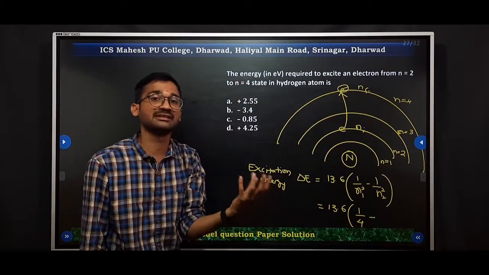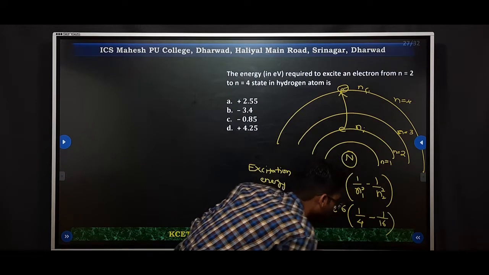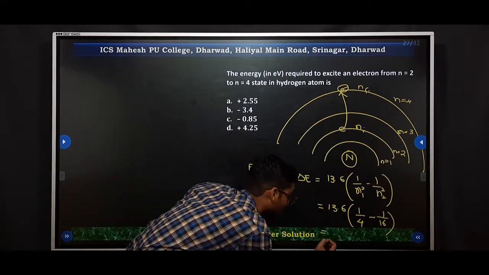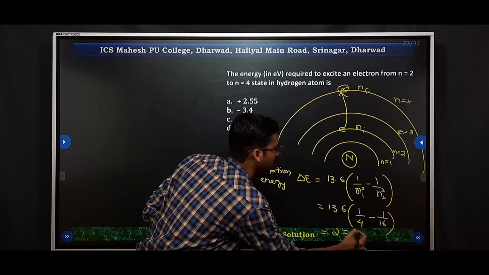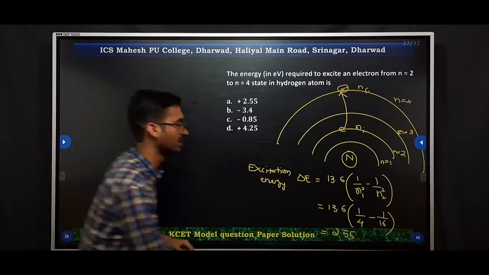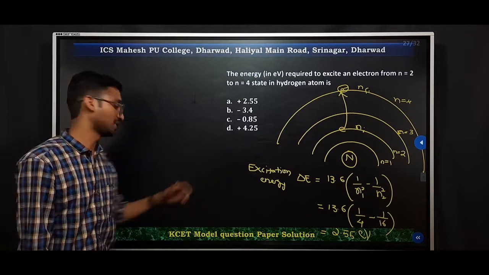That is 4 square, which comes out to be 16. Therefore, let us solve this one. On solving, we will obtain the answer as nearly 2.55. 2.55 electron volt is the answer for the given question. Moving on to the next one.